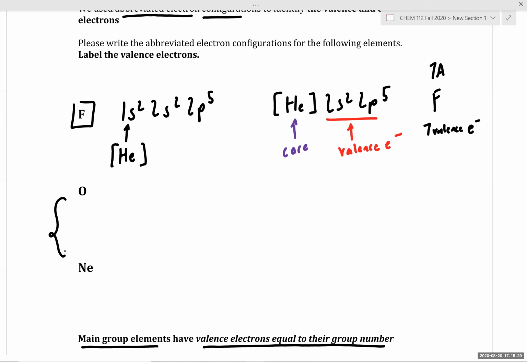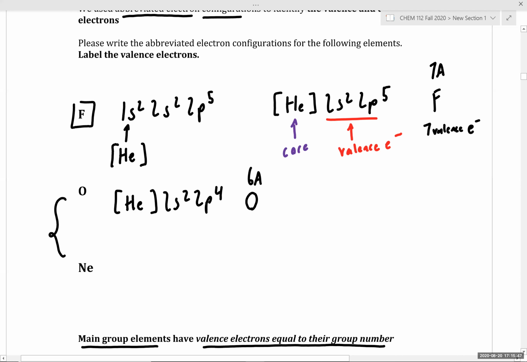For oxygen, wouldn't it be the same thing? It'd be helium 2s2 2p4? Yep, exactly right. So for oxygen, the abbreviated configuration would be helium 2s2 2p4. One thing to note, oxygen is a 6A element, so it has 6 valence electrons.